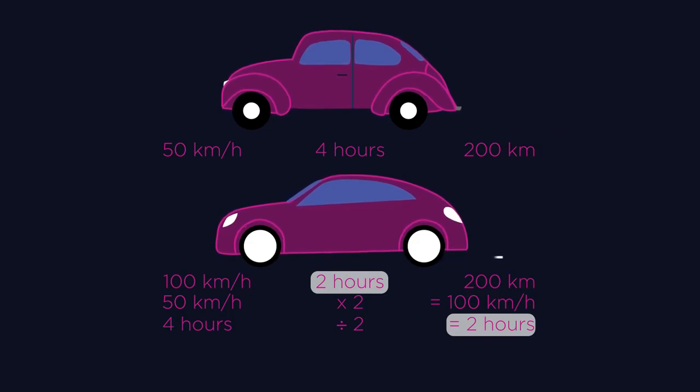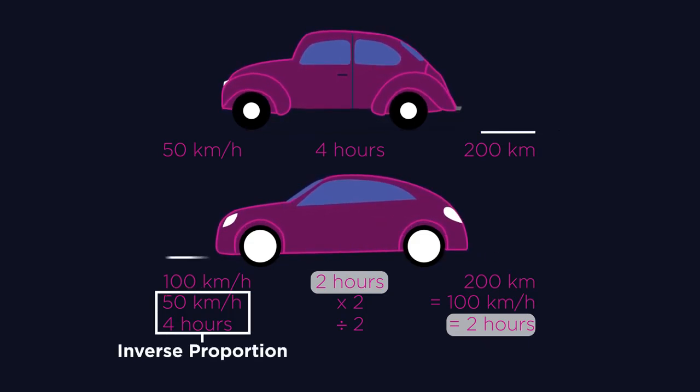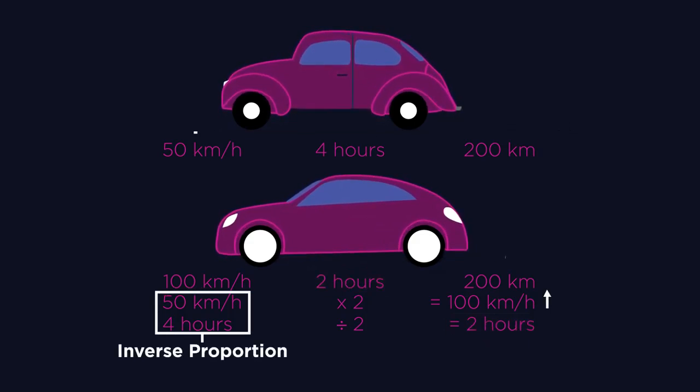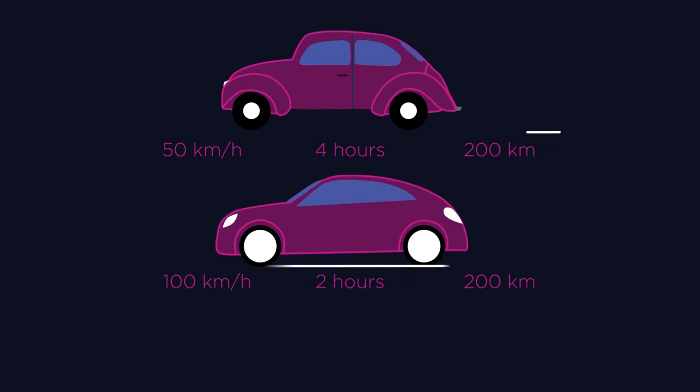Two quantities are said to be in inverse proportion if one quantity increases at the same rate that the other quantity decreases by. The product of the speed and the time gives the same number. In this case, the distance: 50 times 4 equals 200. 100 times 2 equals 200. When two quantities are inversely proportional, their product is constant.